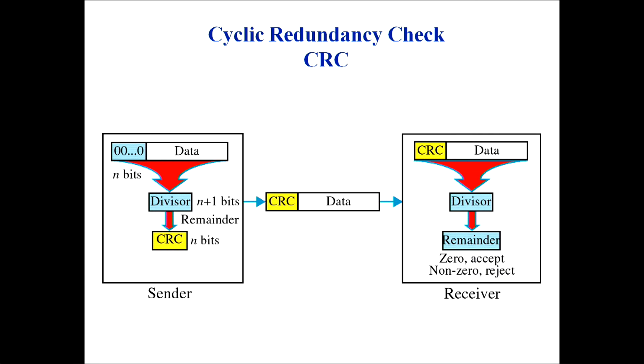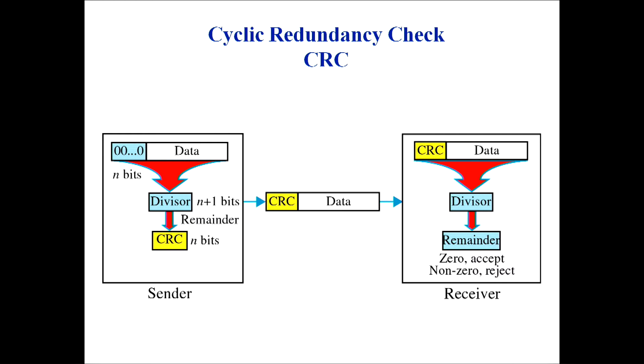Next, the third method is CRC, cyclic redundancy check. This is the most used method for error detection. CRC is nothing but dividing our data by some divisor, and then adding the remainder to our data. So the data will be sent to the receiver as data plus that remainder.